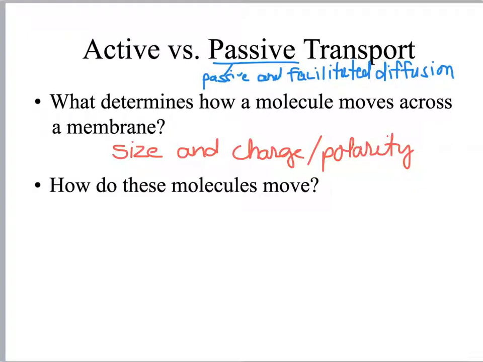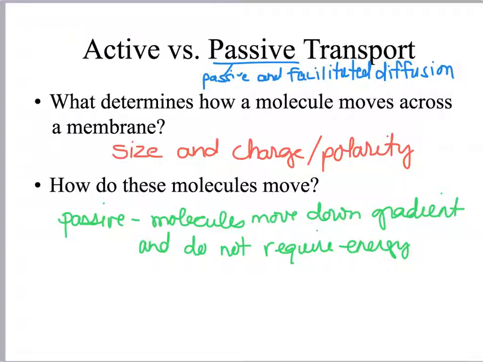So that's passive diffusion. When we're talking about facilitated diffusion, we also don't need ATP for this, but here we need a protein that's present to aid in the transport. So the molecules will move down a gradient, but they require a protein to facilitate the process. So overall, in passive transport, molecules move down a gradient and do not require energy. So no energy is required when we have passive transport. They're moving down their gradient.